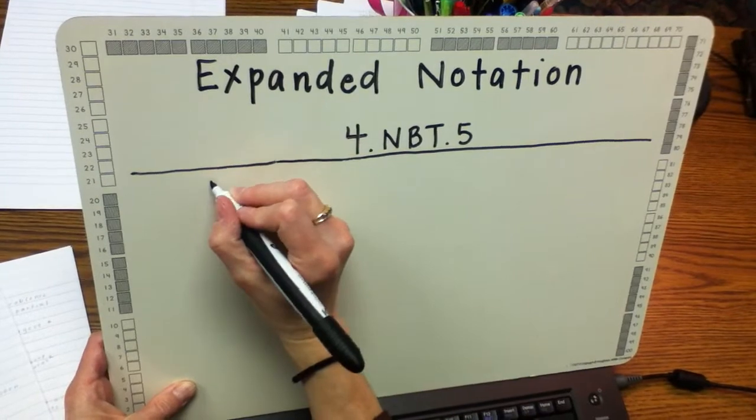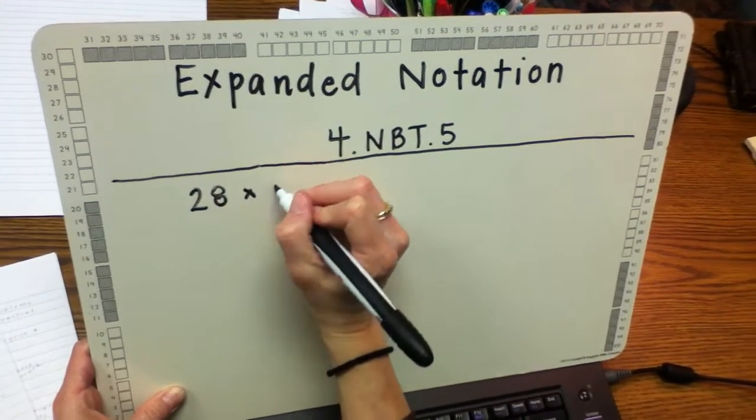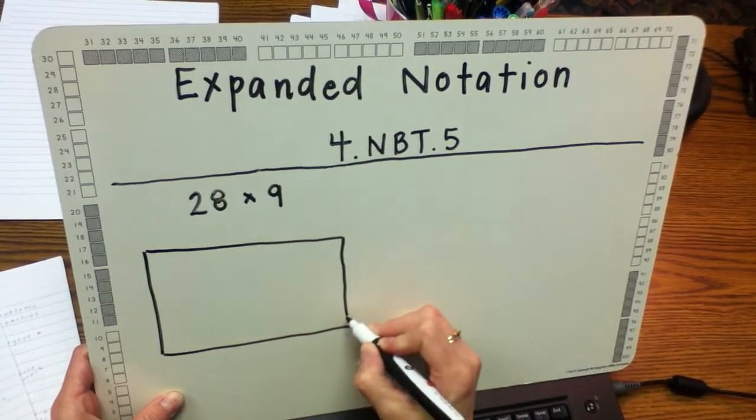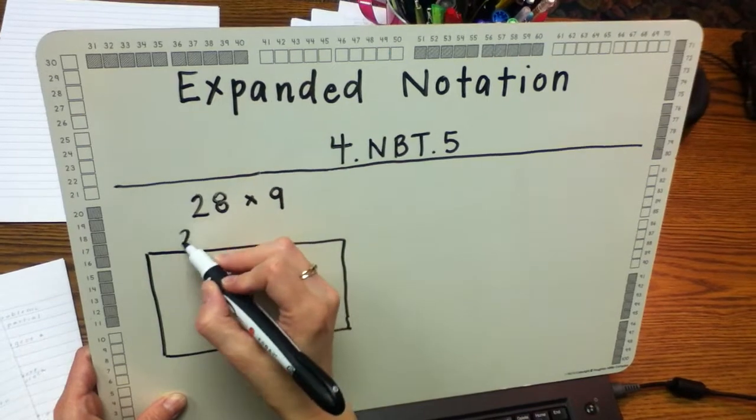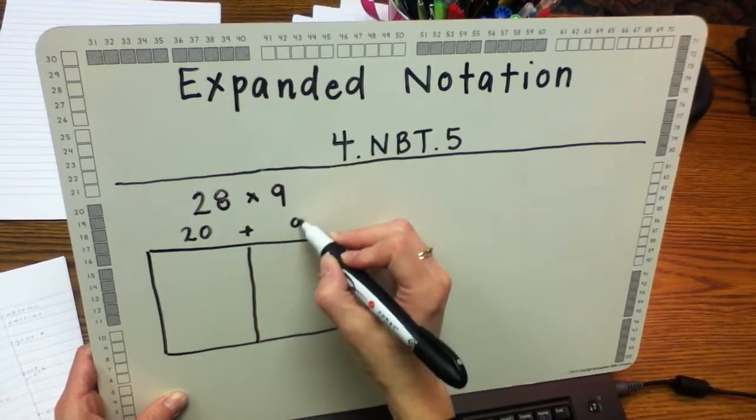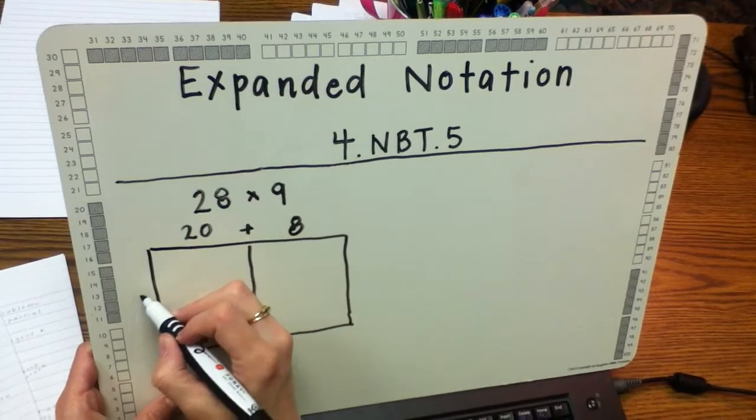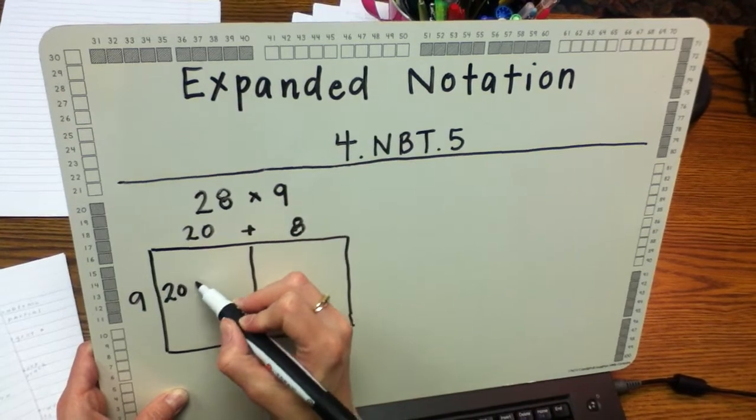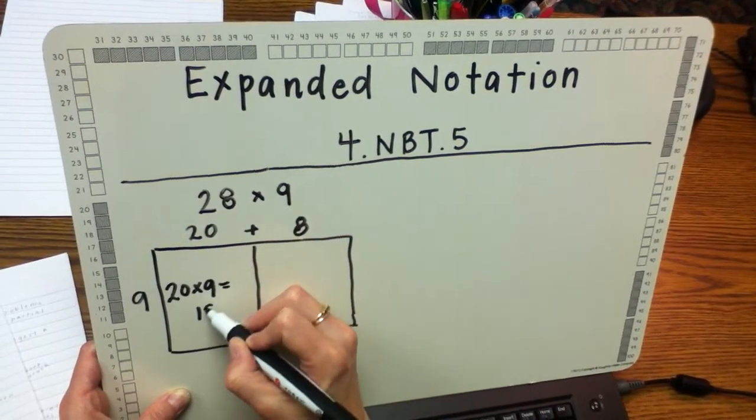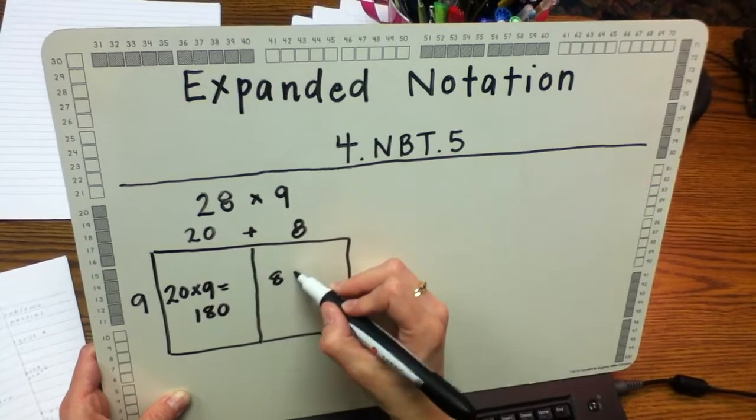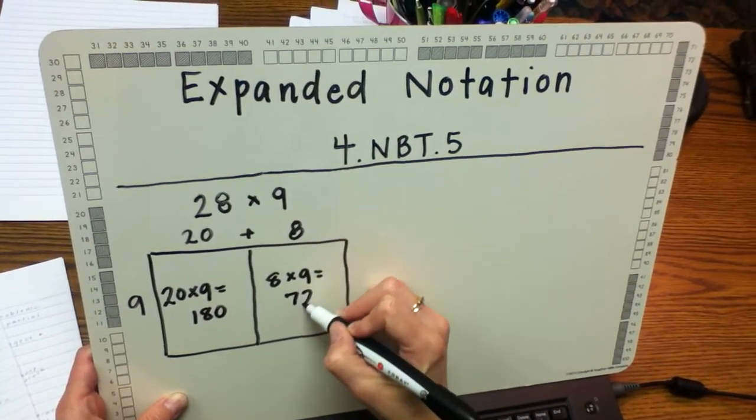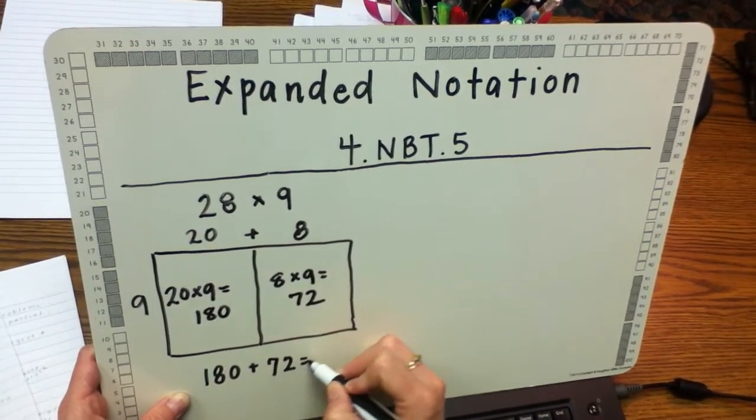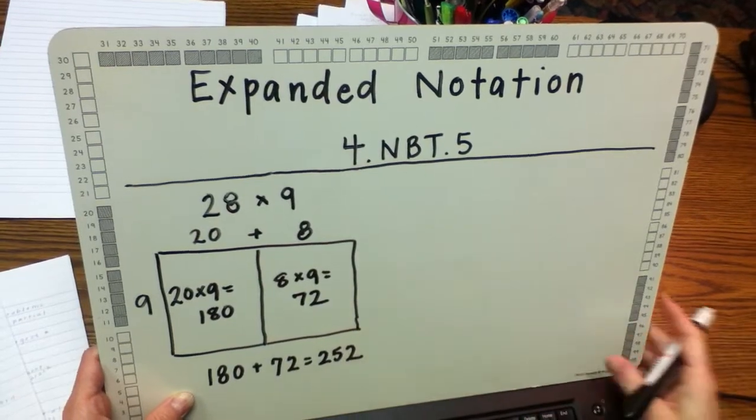If I want to model the problem 28 times 9 in my area model, I would draw my rectangle and divide it into sections. Have the 28 here and the 9 on the side, and then I'd multiply my partial products. So 20 times 9 is 180, and 8 times 9 is 72, and then I would add my partial products to find that my answer is 252.